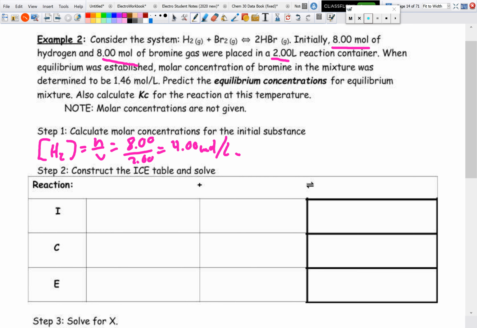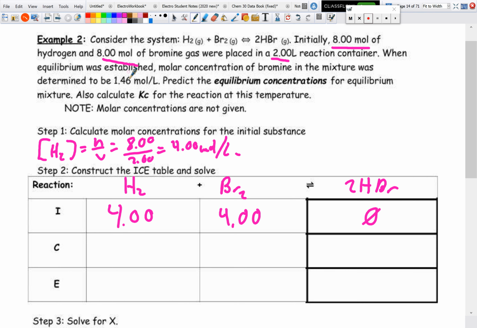And you can do the same thing for bromine as well. All right. So initially, we're placing it here. When equilibrium is established, this is kind of the cutoff where we have our initial things right here. So if we have H2, Br2, and 2 HBr, initially we know it was 4.00 and 4.00 and 0 for HBr, right? Because it says when equilibrium was established.